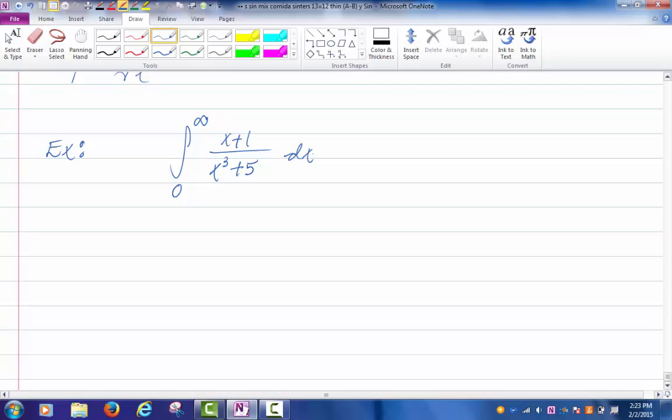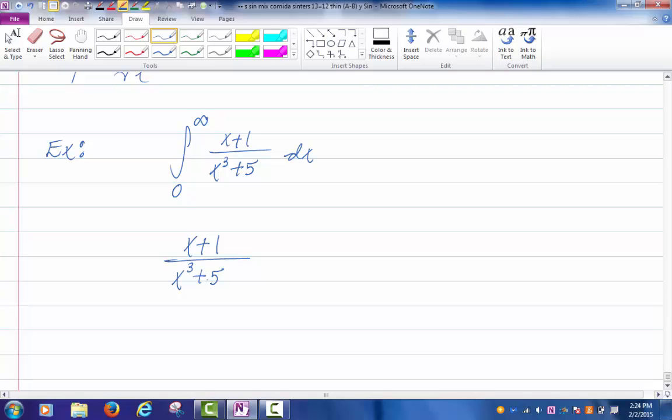What is my intuition telling me? My intuition is telling me that this is convergent. Why? If you ignore 1 and 5, you get 1 over x squared, and the integral of 1 over x squared from 1 to infinity is convergent, right? But there is a little bit of confusion about what's happening between 0 and 1, right?